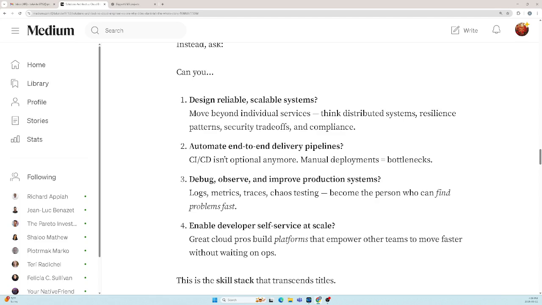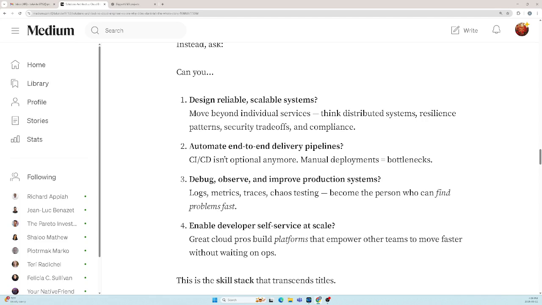So CI/CD is not optional. This is a must, to deploy a pipeline. There is no manual deployment. No organization wants manual deployment. Debug, observe, improve production systems. Log, metric, trace, chaos testing. Become the person who can find the problem fast.